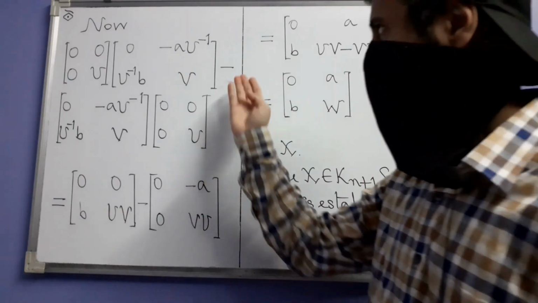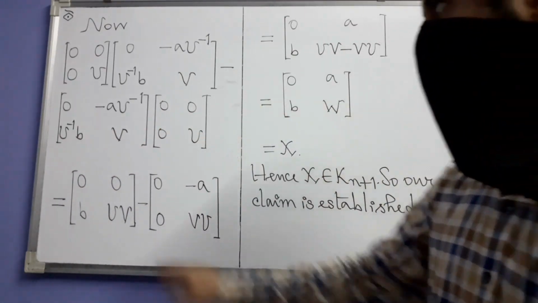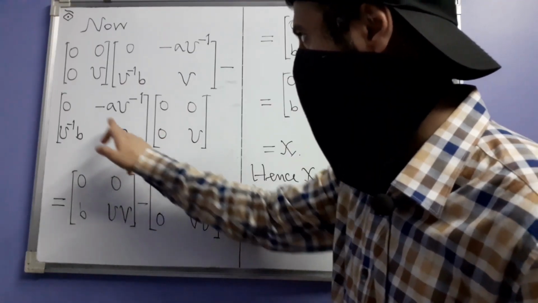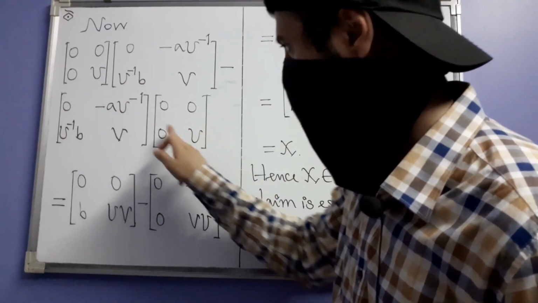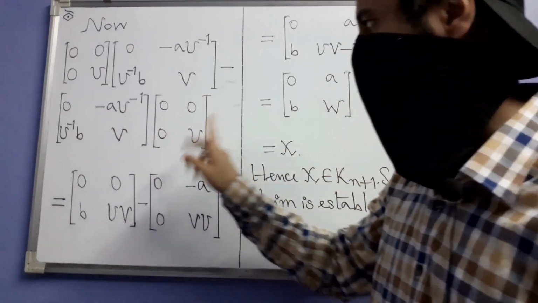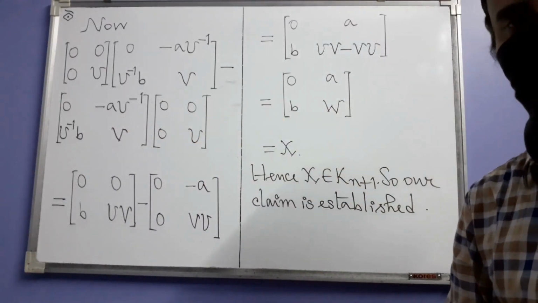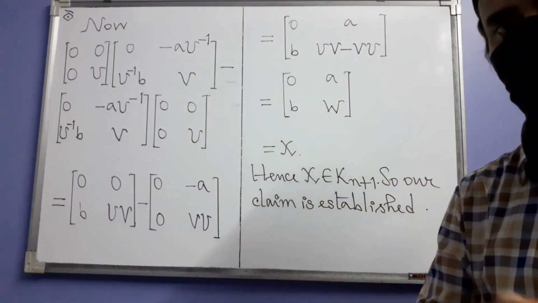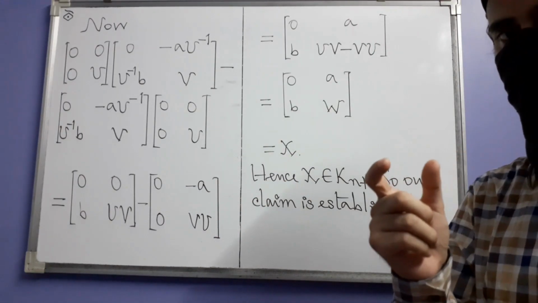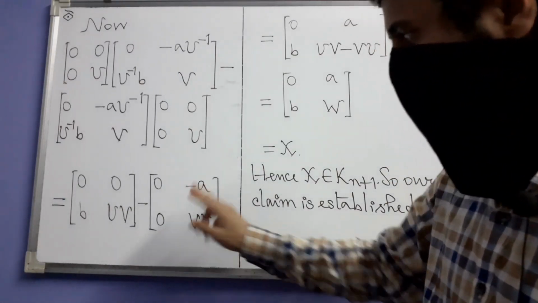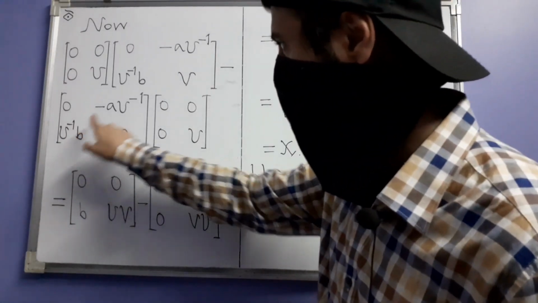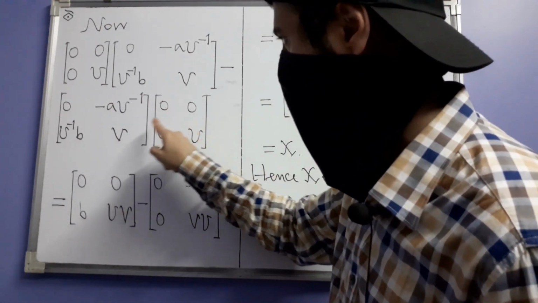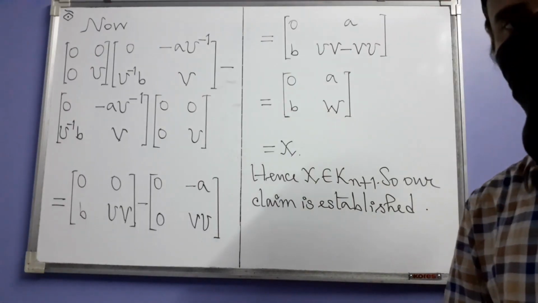Minus. What about this product? This times this plus this times this is 0. This times this plus this times this will be U inverse and U, which gives you the identity matrix. Minus A times the identity matrix is minus A. Again, do not forget that minus A actually is a row. But anyway, you get minus A. Next, this times this plus this times this is 0. And finally, this times 0 plus V times U is VU.